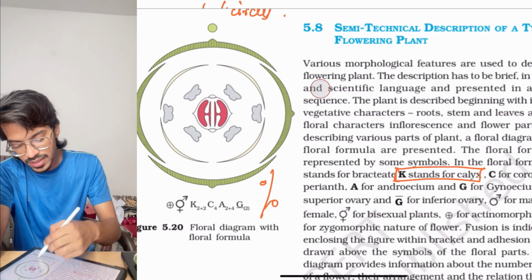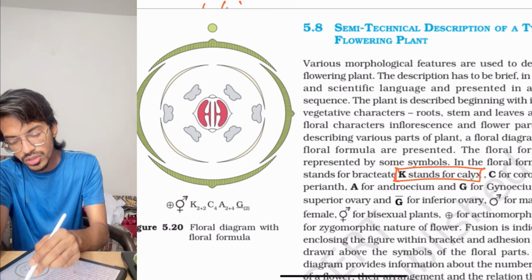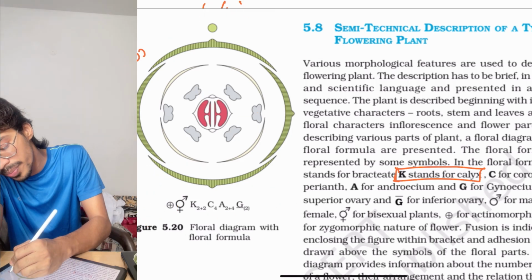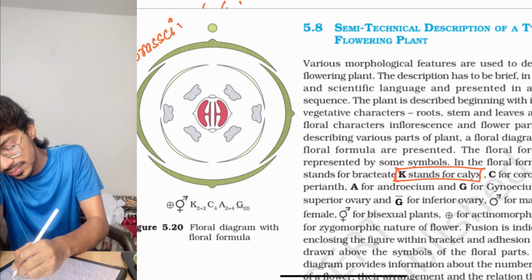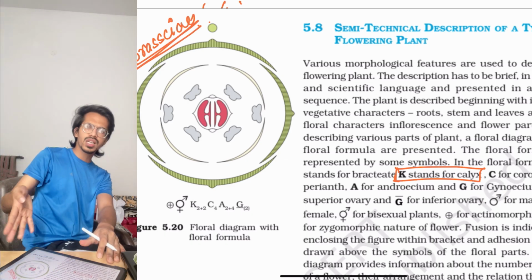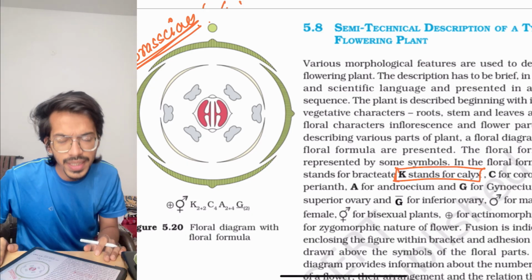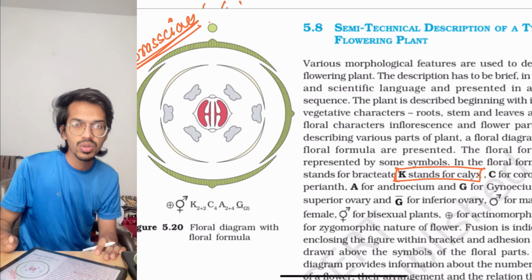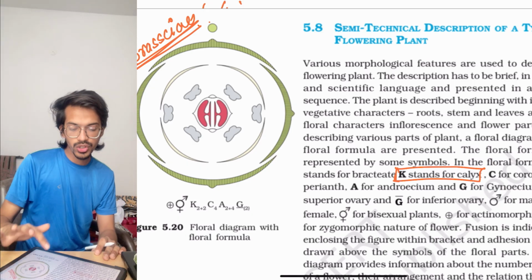Now if someone asks which family this belongs to, this belongs to Brassicaceae. Your cauliflower and all those come into this family only. So this you have to remember. Okay, moving on to the next one.